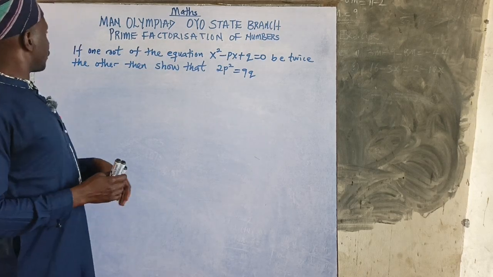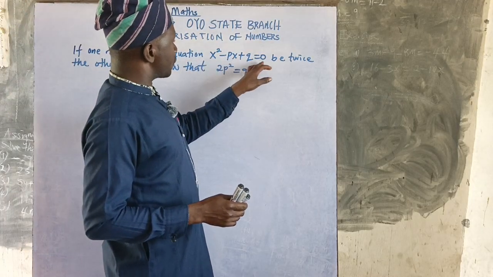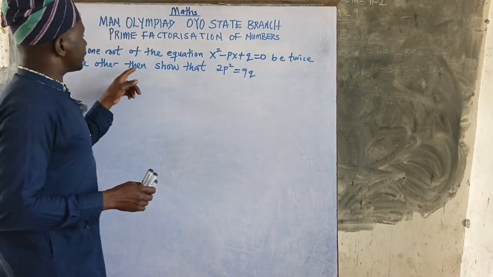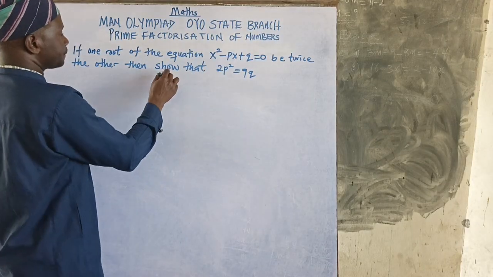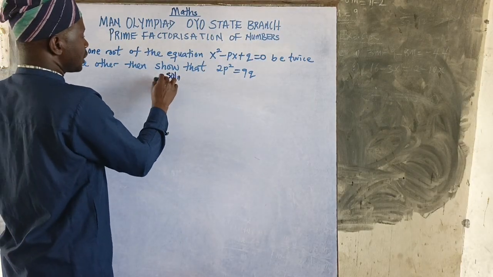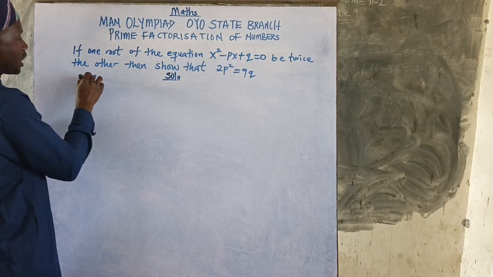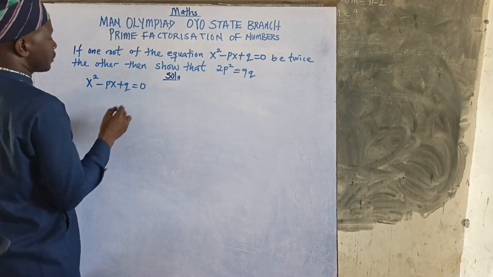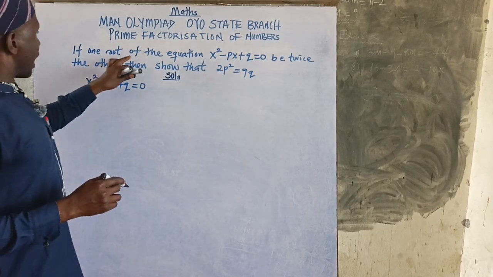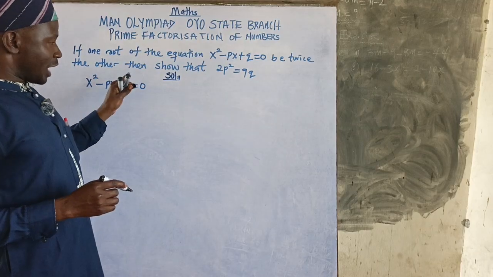We have this question to solve. If one root of the equation x squared minus px plus q equals 0 be twice the other, then show that 2p squared equals 9q. Now we are given this quadratic equation, x squared minus px plus q equals 0, and we are told that one root is twice the other.